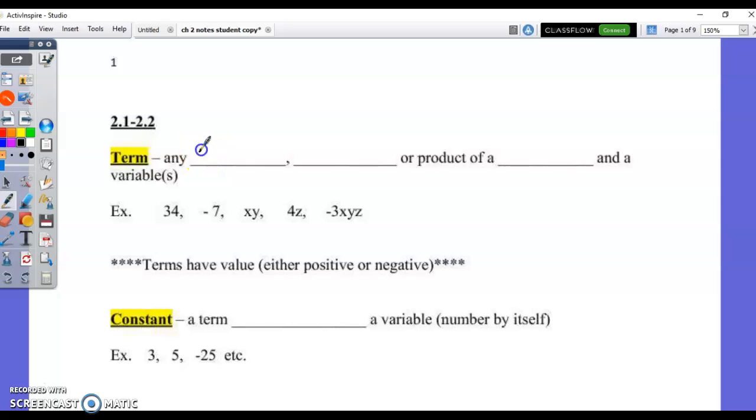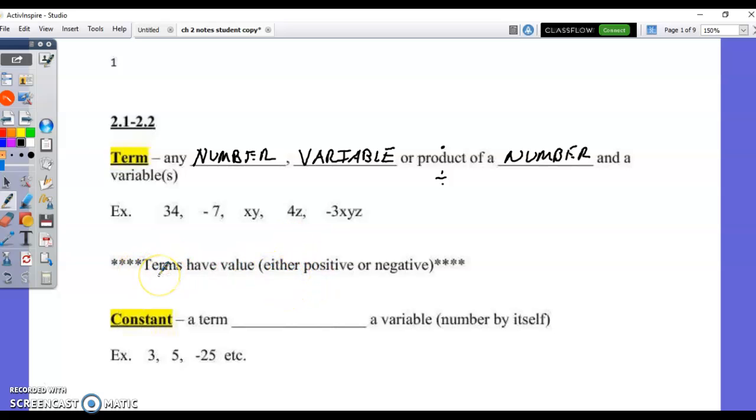And a term is any number, a variable, or a product, which is multiplication. We can also talk about division later, but a product of a number and variables. All right, so these are examples. So 34 would be a term, -7 would be a term, x times y, because it's a product, they're together, would be a term. 4 times z, that would be a term of itself.